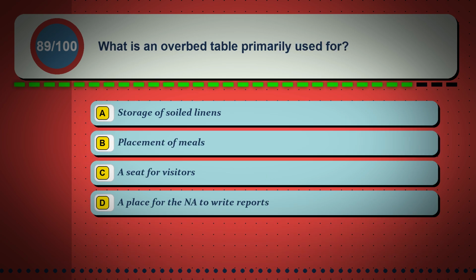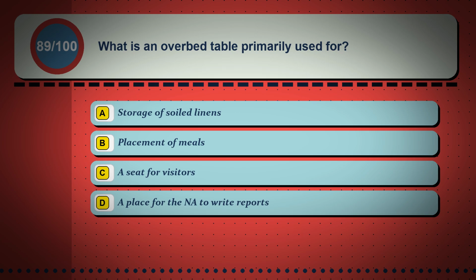Question 89. What is an overbed table primarily used for? Option A. Storage of soiled linens. Option B. Placement of meals. Option C. A seat for visitors. Option D. A place for the NA to write reports.